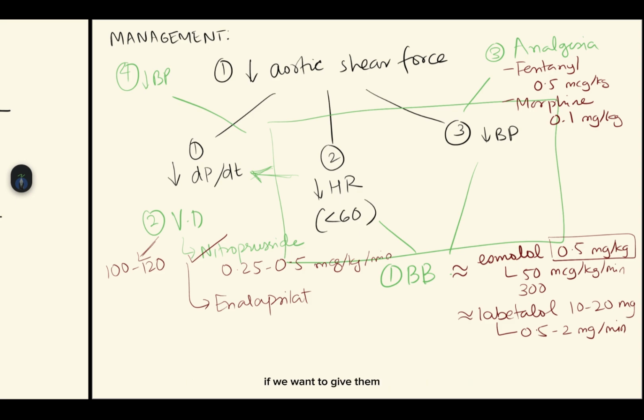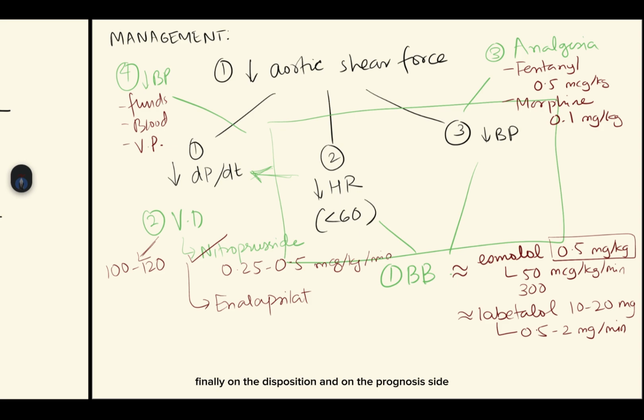If we want to give them fluids, if we want to give them blood, or if we want to give them vasopressors to maintain perfusion. If we have to give them vasopressors, we can start with norepinephrine or phenylephrine, both of which we are going to titrate to a MAP of more than 65.